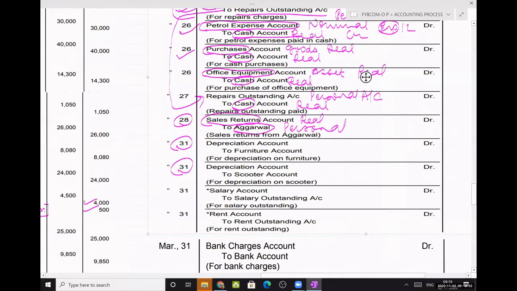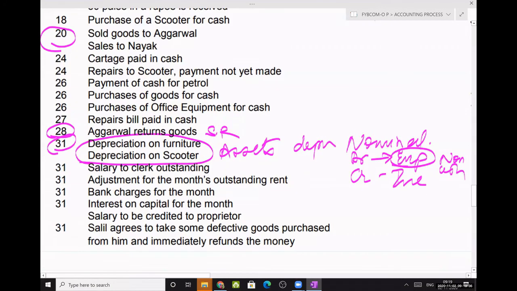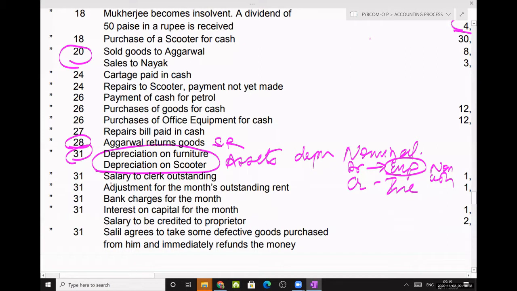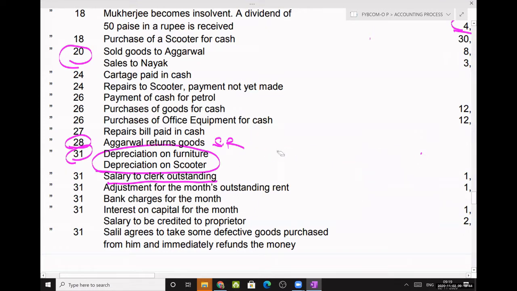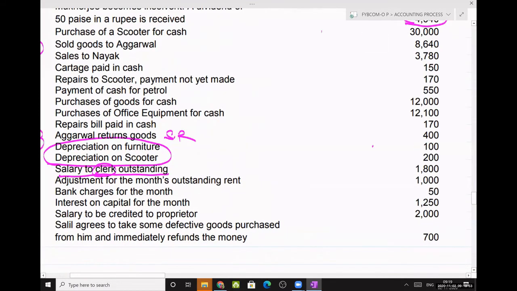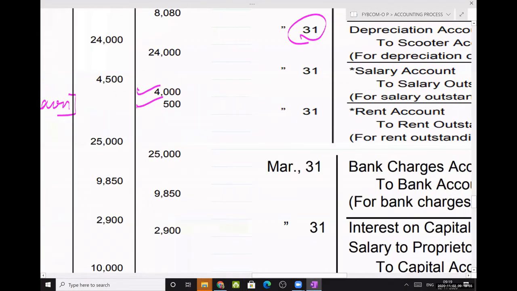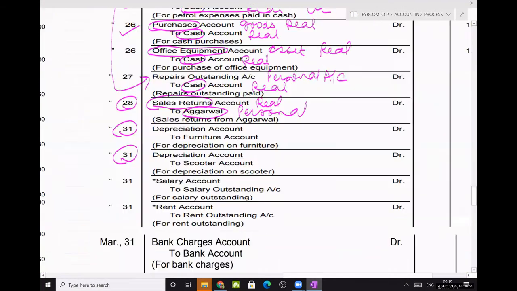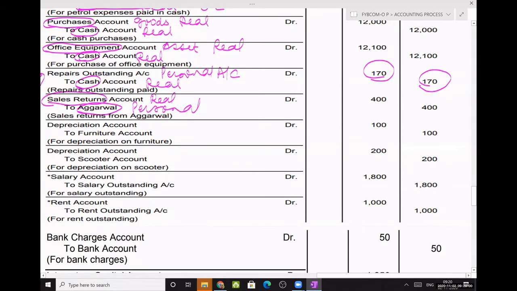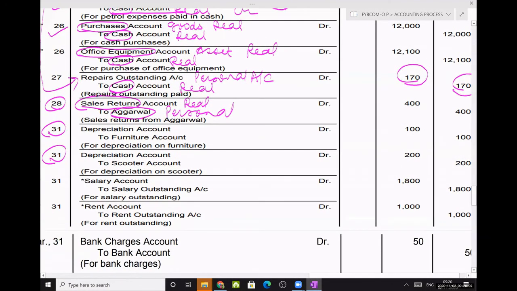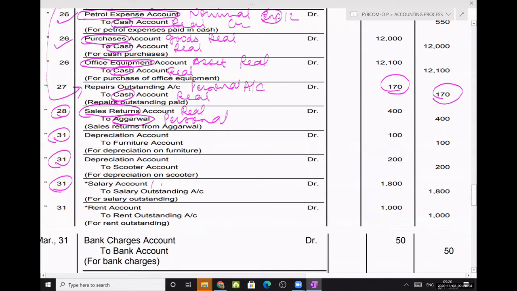Next, salary to clerk outstanding. Okay, salary is nominal. And it is outstanding salary. Even if they don't write clerk, it is understood. Salary is outstanding. Okay, now let us go back to this. Again, I'll be repeating the same thing here. Yeah, salary is nominal.